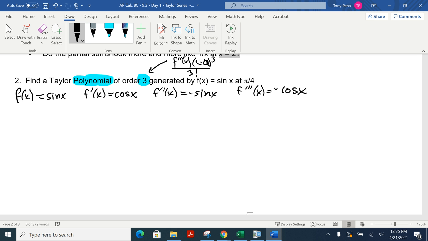And then we want to evaluate all of those. In order to use our formula, we need to evaluate them at pi over 4. So for all of these, you get some variation of root 2 over 2, either positive or negative. So this should be a nice one to get through quickly.